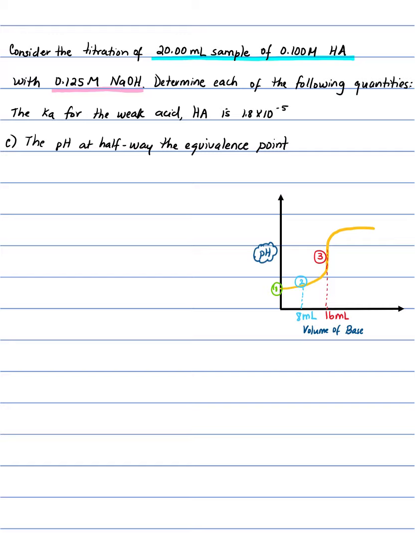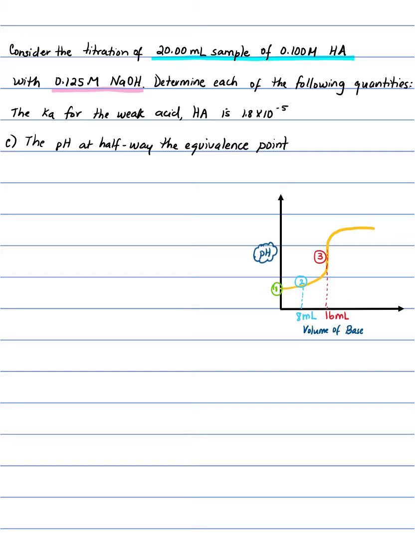So in my graph, I label number 1, which is the initial pH of your solution before adding any base, and we calculated that as 2.9. Now we're going to calculate the pH after adding 8 milliliters of sodium hydroxide, which is the volume that you need to neutralize half of the acid that you have in your solution. Now this calculation here is very easy. I'm going to show you how to get the pH, and then I will explain why this is the pH at halfway to the equivalence point.